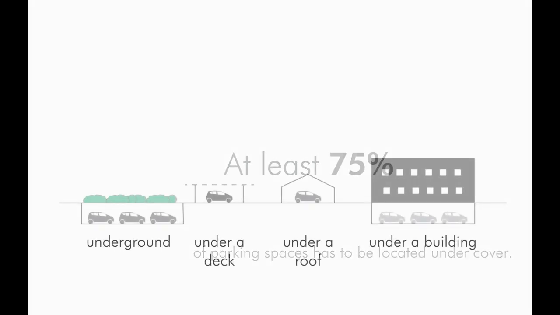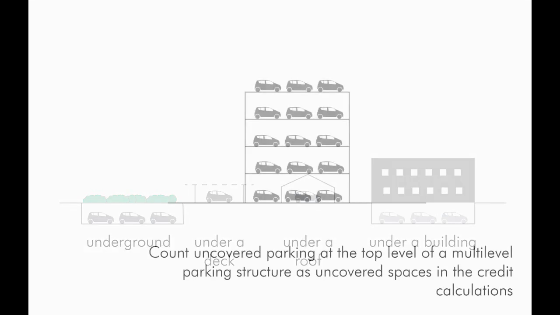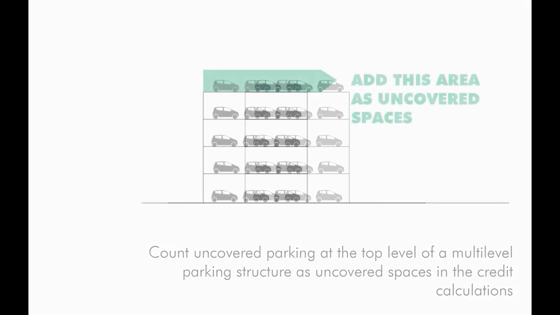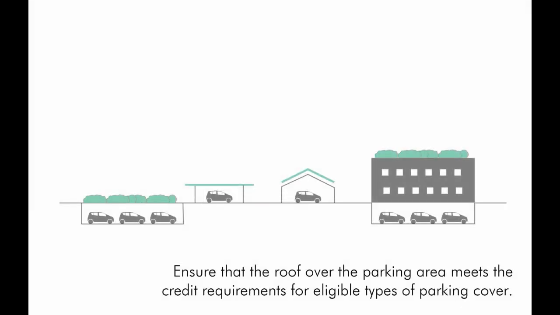If it is possible, locate parking spaces underground, under a deck, under a roof, or under a building. Count uncovered parking at the top level of the multi-level parking structure as uncovered spaces in the credit calculations. Ensure that the roof over the parking area meets the credit requirements for eligible types of parking cover.